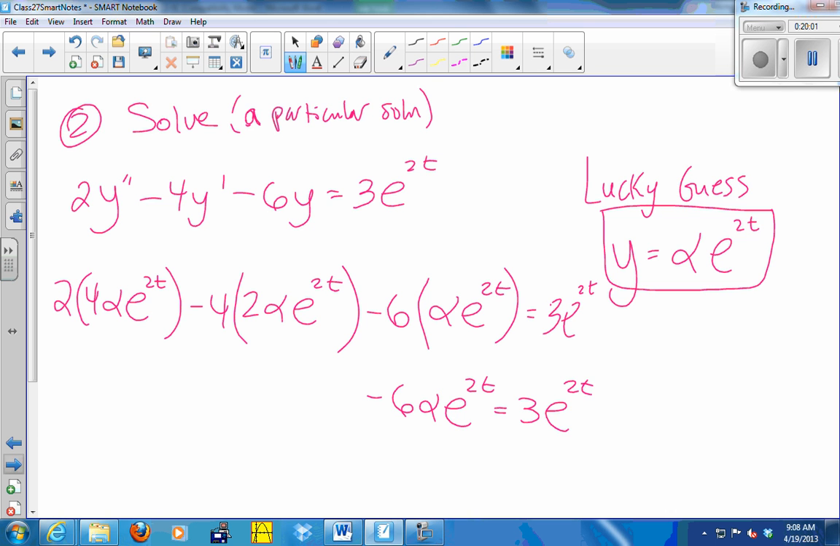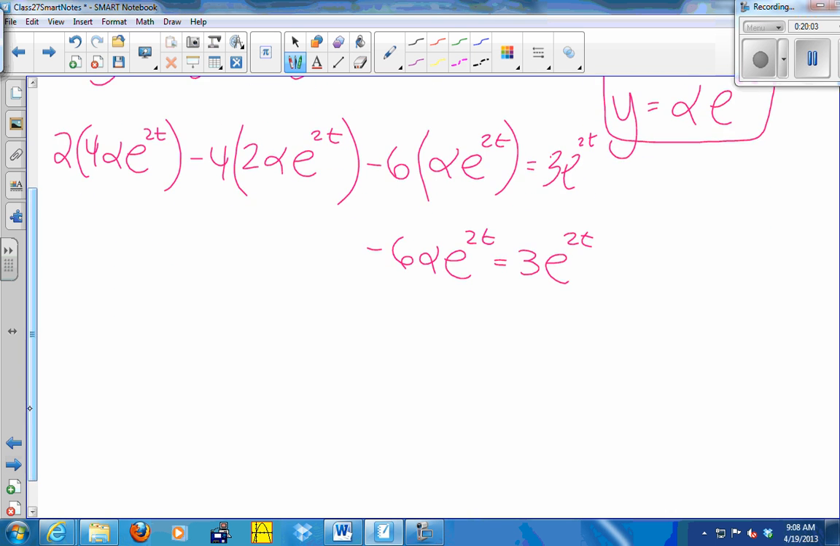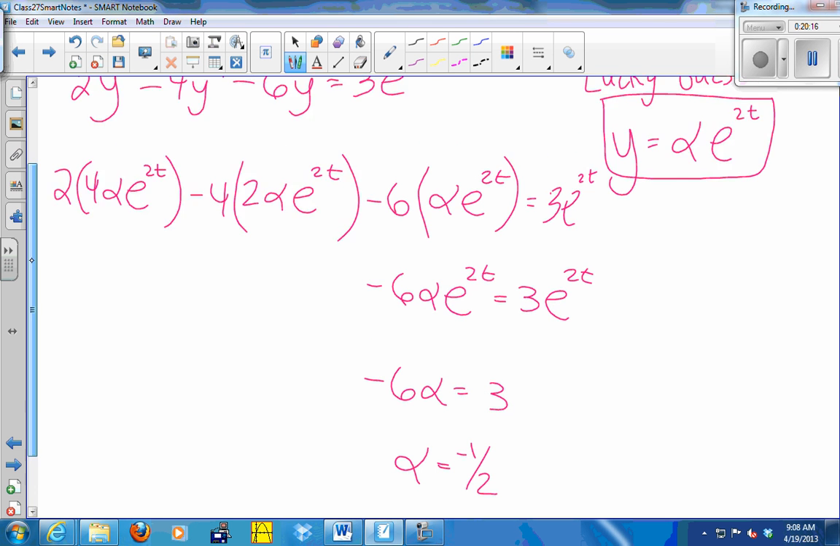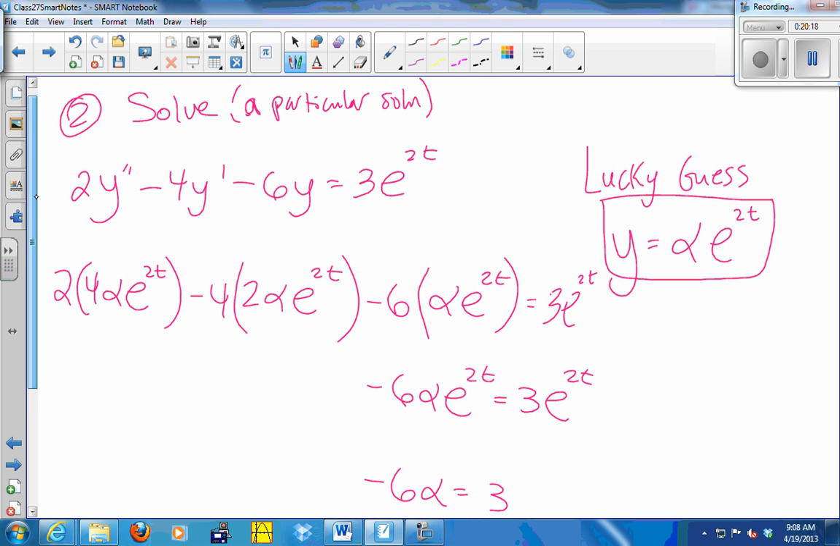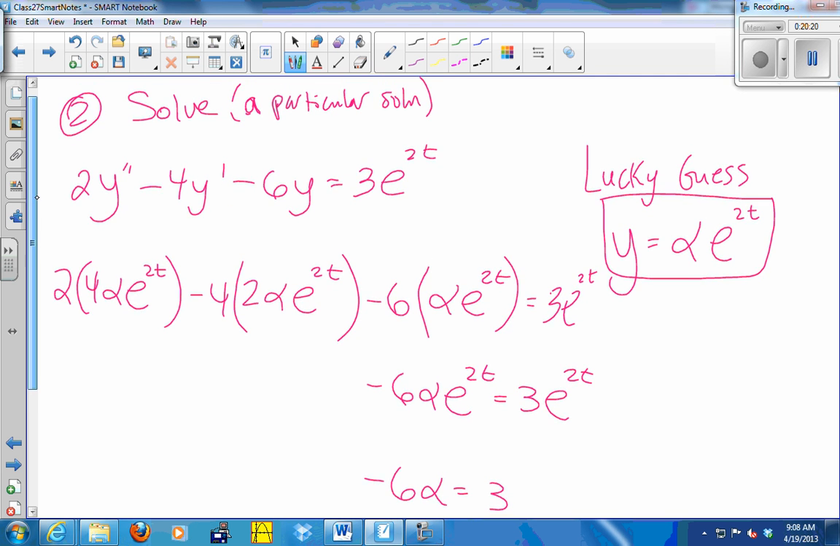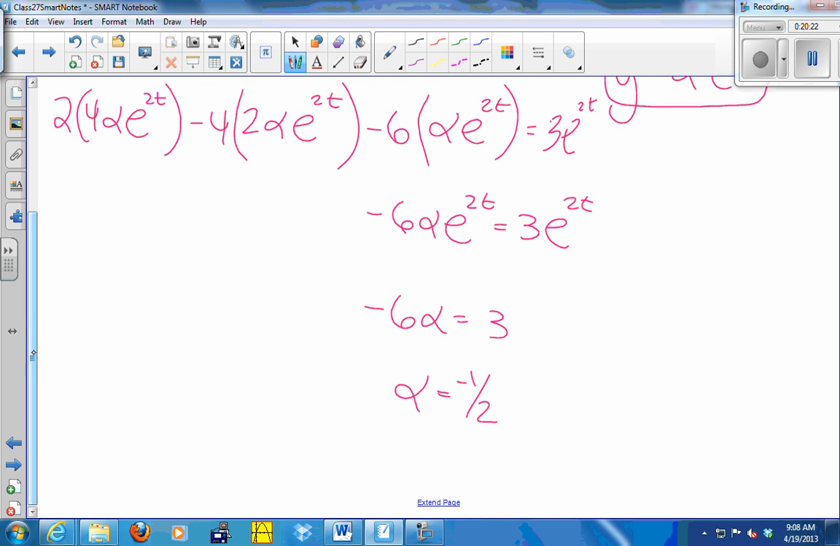So I set my coefficients equal. It has to be that negative 6 alpha equals 3, which means that alpha is negative 1/2. So I have found a particular solution to the non-homogeneous equation. So y particular of the whole thing is going to be negative 1/2 e to the 2t.